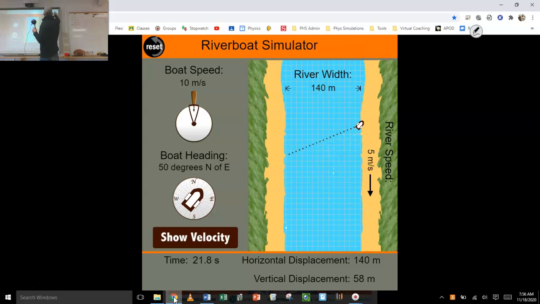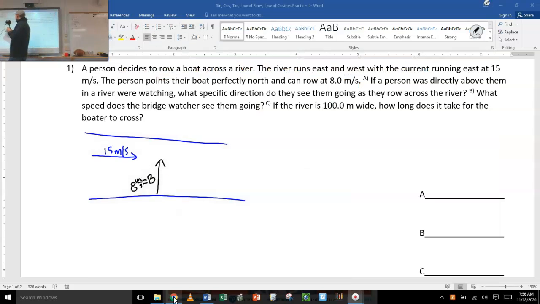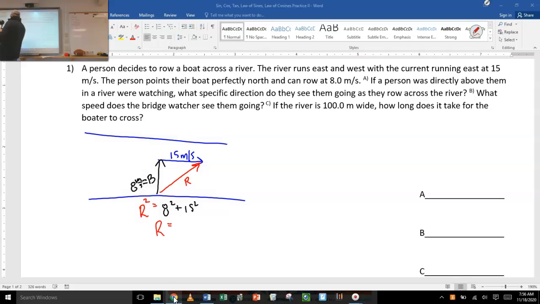We've got competing velocities. So this blows me downstream, so I end up traveling in this direction. My resultant, we'll call it R. You're going to use the Pythagorean theorem to find that. R is going to be equal to the square root of 8 squared plus 15 squared. So my resultant, doing that math, turns out to be 17 meters per second.